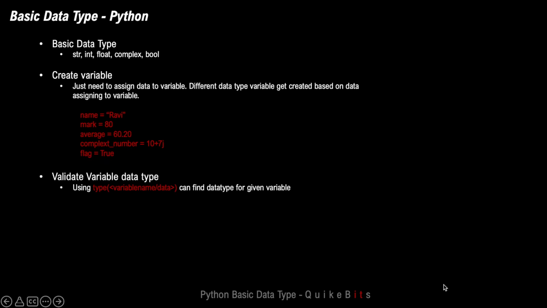Python basically supports a list of data types, but as a developer, you don't need to worry. You just need to store the data. Just for our understanding, string is one of the data types, and integer, float, complex, and Boolean are the others which Python is supporting.